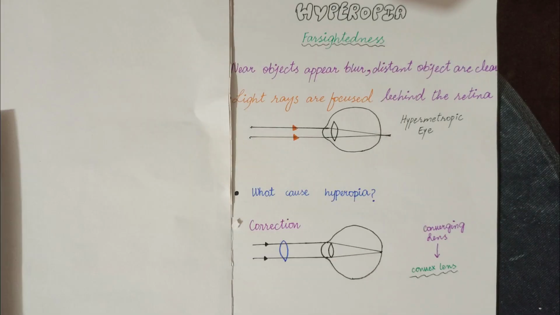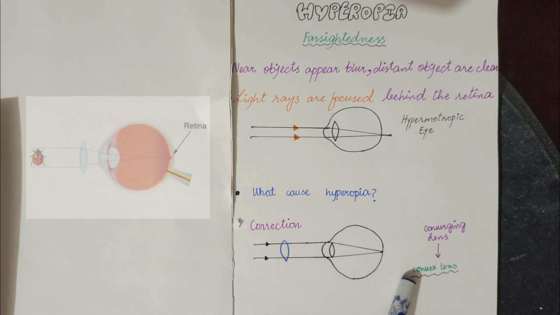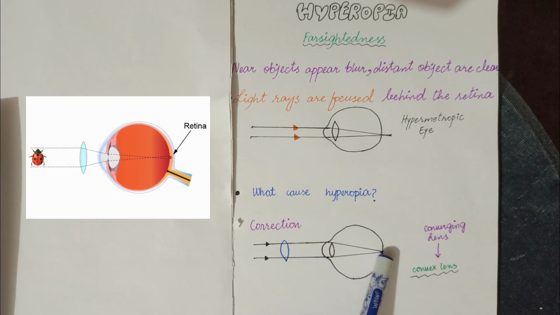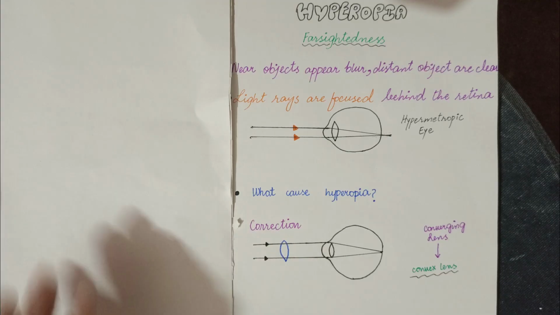Let's see how we can correct hyperopia. For the correction of hyperopia, we use a convex lens. A convex lens has a positive sign, a plus sign, and it is a converging lens. It means it will converge the rays of light at a point. The convex lens is thicker in the middle and thinner at the edges, and with the help of the converging lens, light rays are perfectly focused on the retina, and patients with hyperopia use glasses with convex lenses. And that's all for this video.